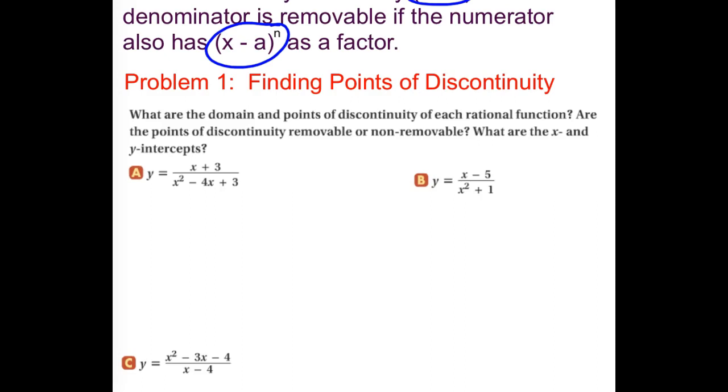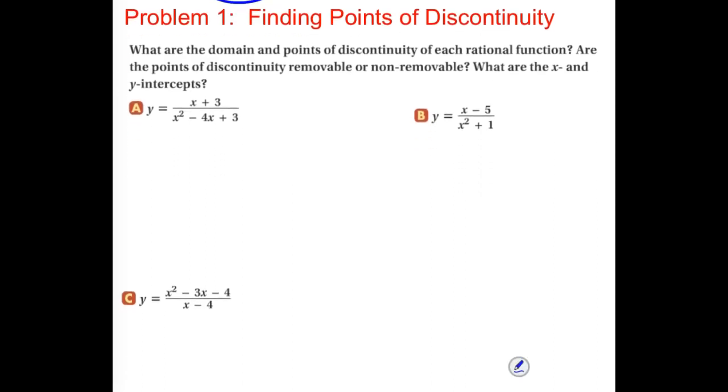How would we factor the denominator? X minus 1, x minus 3? Agree, disagree? Okay. Do you see any matching factors? No. All right. So we would have no holes. There's no factors that we can get rid of. But we do have some points of discontinuity. We have some values for x that have issues. Makes the denominator 0. What are those values?